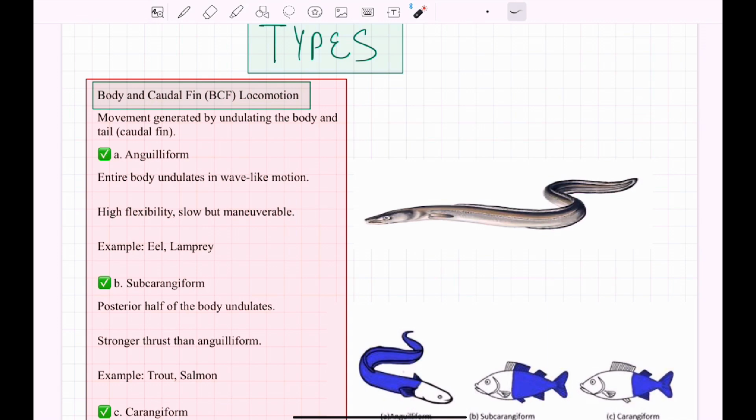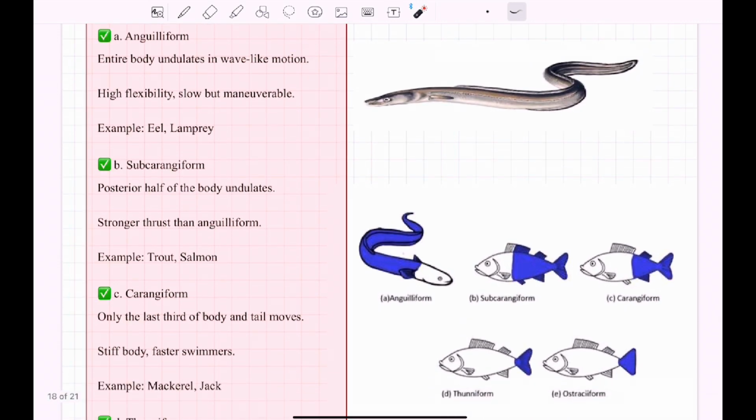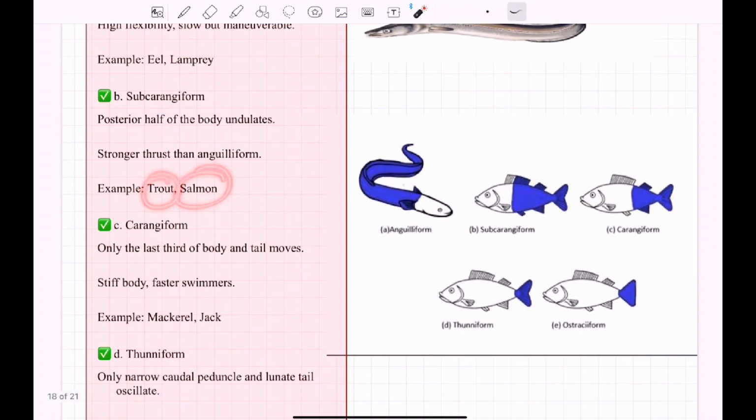It's very highly flexible and it shows maneuverability. For example, eels and lampreys. Next is the subcarangiform motion. In subcarangiform motion, there is half undulation. Half of the body shows these undulating motions. For example, trout and salmon.